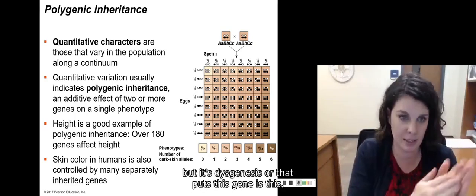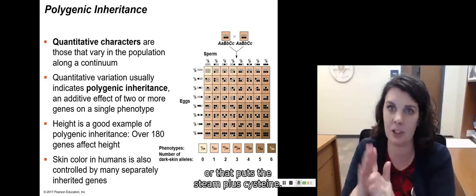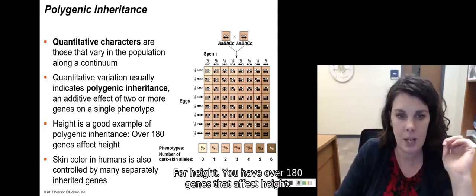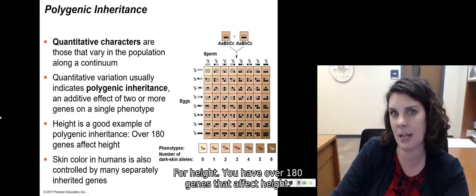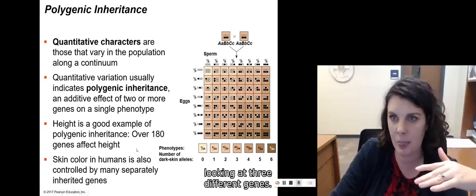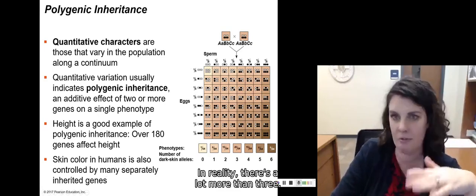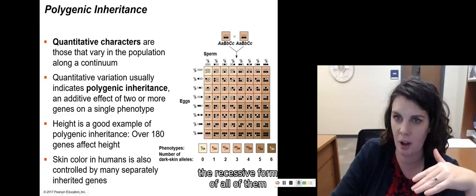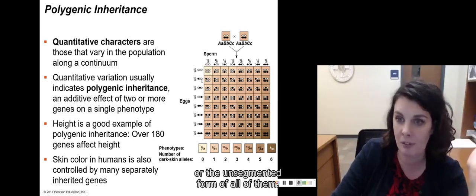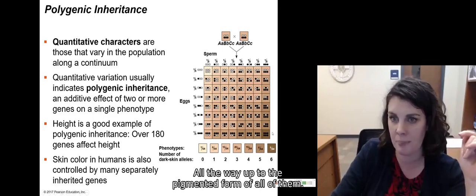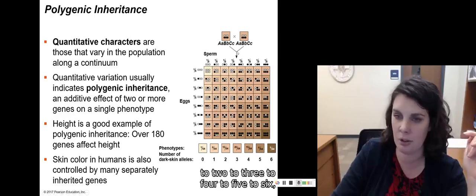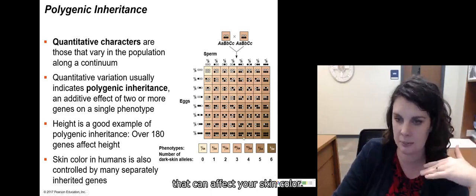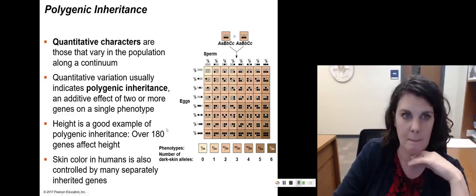So it's not just the gene is this or that, but it's this gene is this or that, plus this gene is this or that, plus this gene, plus this gene. And when you add up all of those, you have a whole broad range. For height, you have over 180 genes that affect height. For skin color, here they're looking at 3 different genes. In reality, there's a lot more than 3. But you can see how if you have the recessive, or unpigmented, form of all of them, all the way up to the pigmented form of all of them, you have a range from 1 pigment to 2 to 3 to 4 to 5 to 6 that can affect your skin color.